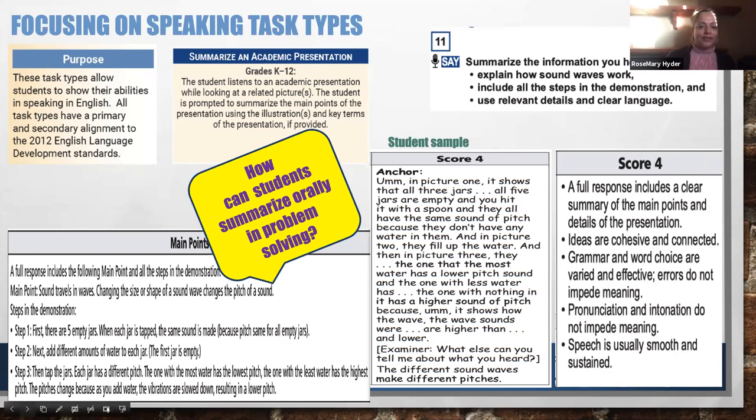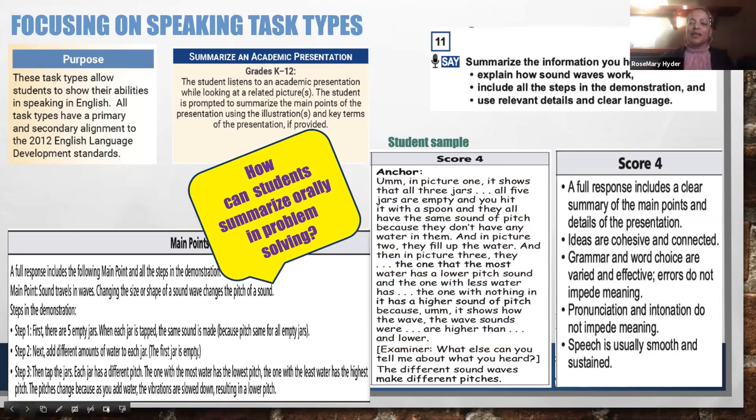And here's another one: summarize an academic presentation. So the student listens to an academic presentation while looking at related pictures. Are they looking at pictures while you're presenting a lesson, or are they just listening to you talk? And then they're prompted to summarize the main points of what you've already directed them to do. Again, their main points are there for you to look at. What the student is asked to do is summarize the information they heard.